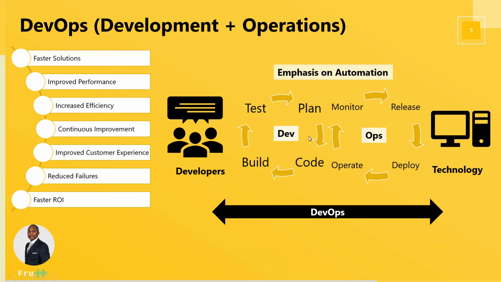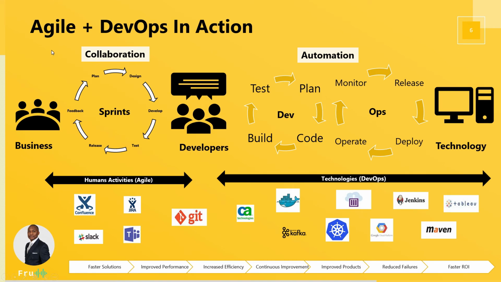Now, how does this come together with Agile? So we're talking about Agile versus DevOps, but in reality, it should be Agile plus DevOps. That's really what it should be. Agile plus DevOps in action. And so this is what we see here on the screen, where in Agile, we have the business again and the developers, they're working together, and their focus here is on collaboration. All right. And this is really human centric. This is really a human activity when you're thinking about Agile.